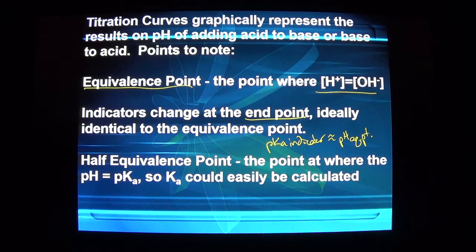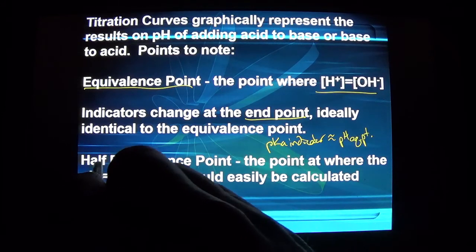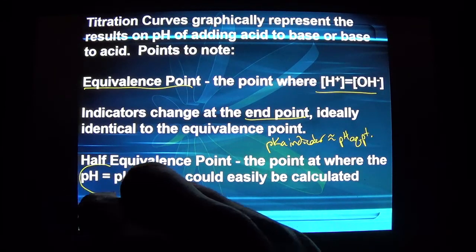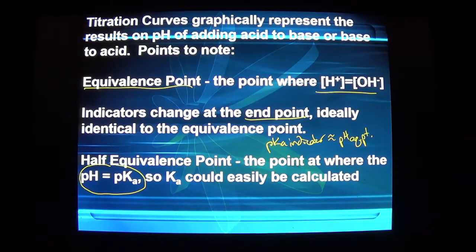And then we have the half equivalence point. The half equivalence point is a point at which, as I said last time, you've added half the volume of your titrant to get to the equivalence point. Well, this holds a magical spot for us in a titration curve. At the half equivalence point, the pH is equal to the pKa, which means if you then undo the negative log, you can totally calculate the Ka of your acid.